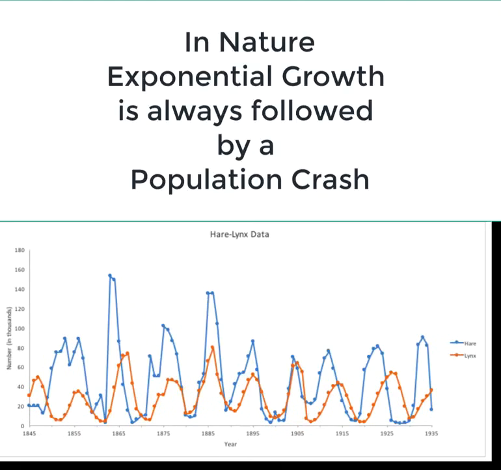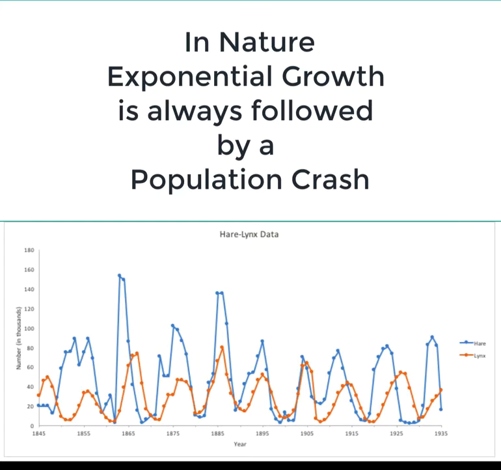Notice that the sharp rise, the J-shaped curve we've been talking about, is always followed by a sharp decline, a crash in the population. This always happens in nature. This relationship between the snowshoe hare population and the lynx population keeps the ecosystem in balance and keeps it at its carrying capacity.